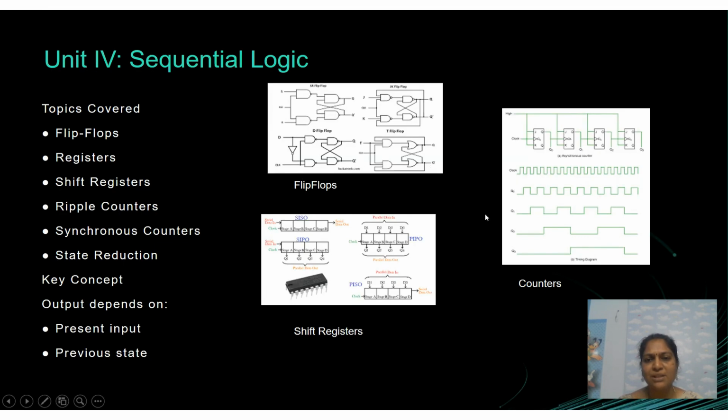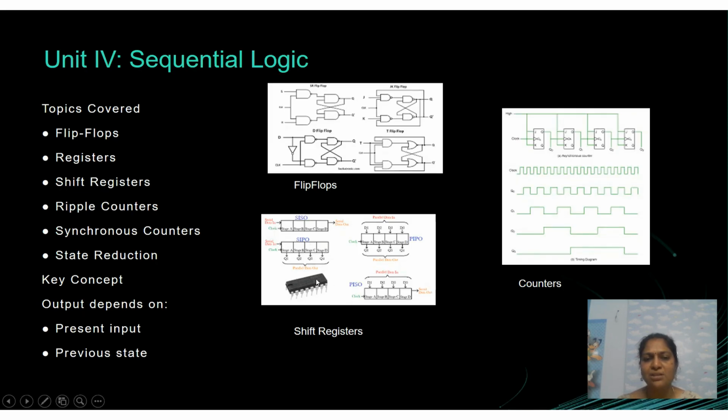These are some examples given. First topic is flip-flops. This is the basic one for sequential logic, so without flip-flops, there is no sequential logic. There are 4 types of flip-flops: SR flip-flop, JK flip-flop, D flip-flop, and T flip-flop. A flip-flop is a 1-bit storage element.